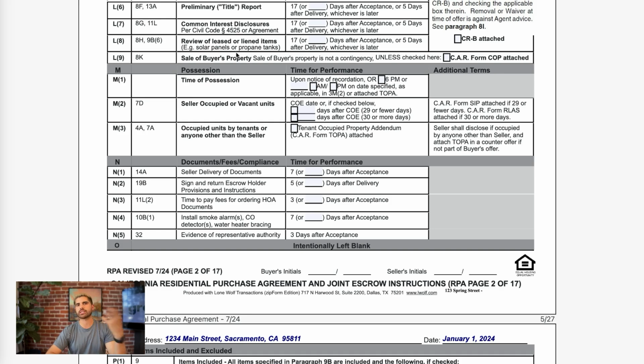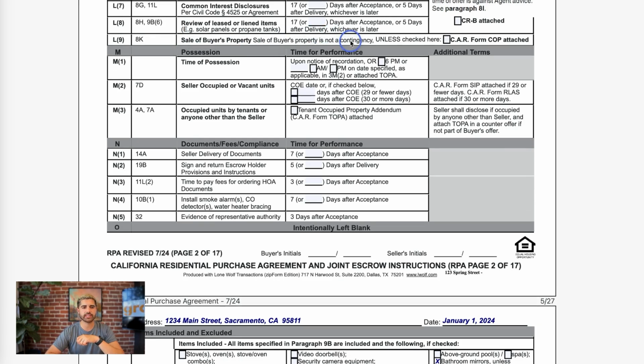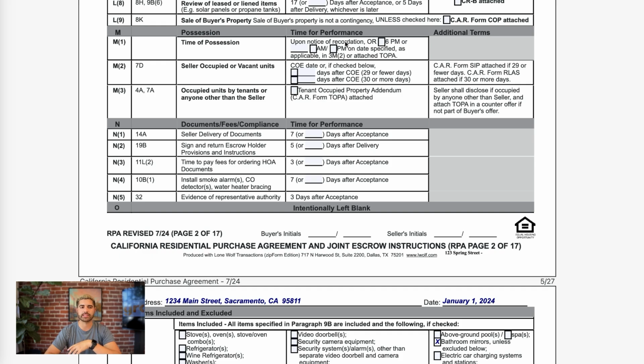If those pertain to the transaction, we would receive those and review them in the time frame that is outlined. This box would be checked if you need to sell your property prior to purchasing this property. So if you're in that situation, we probably will already have had that conversation. So we'll just check that box as necessary.